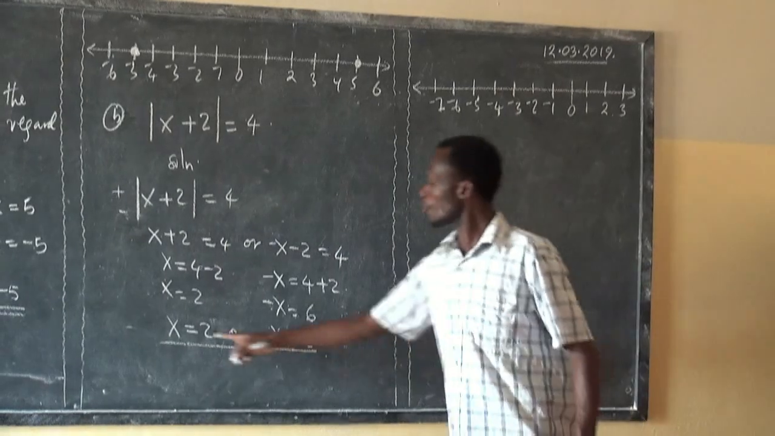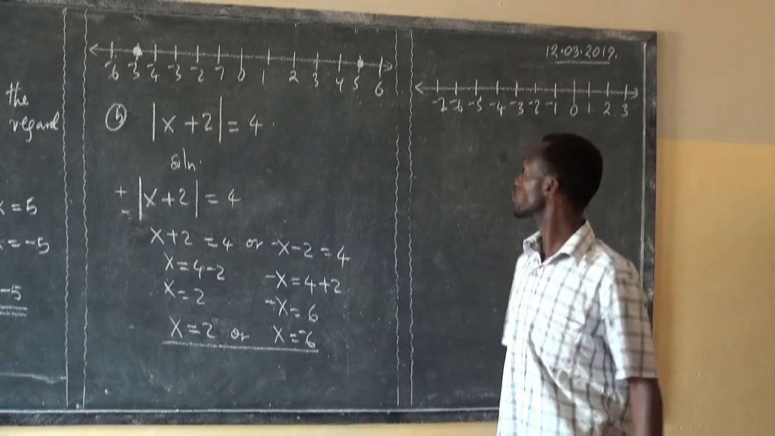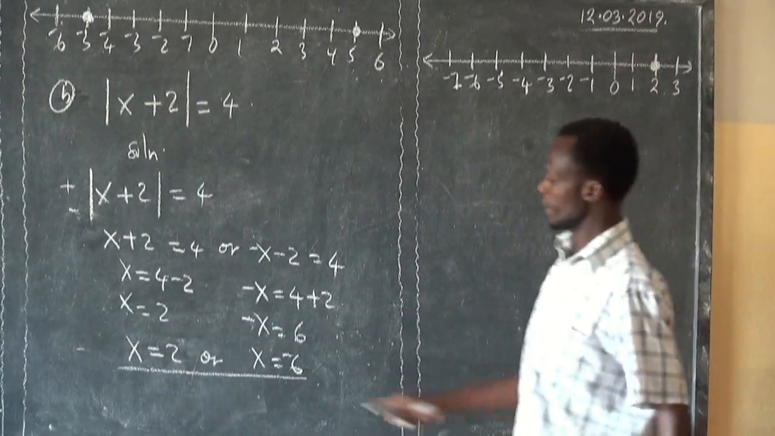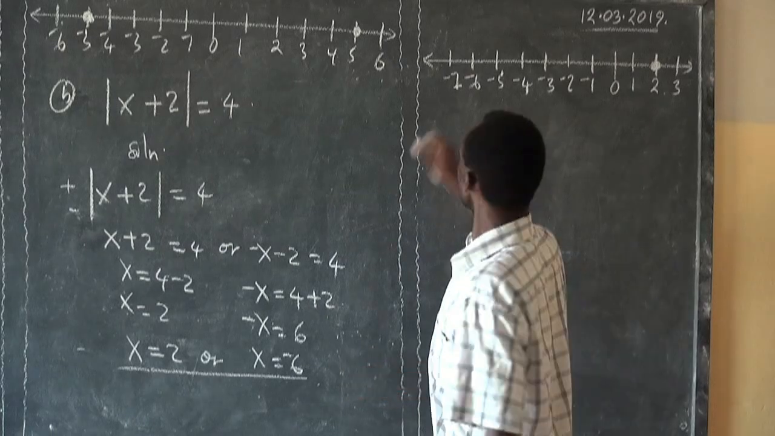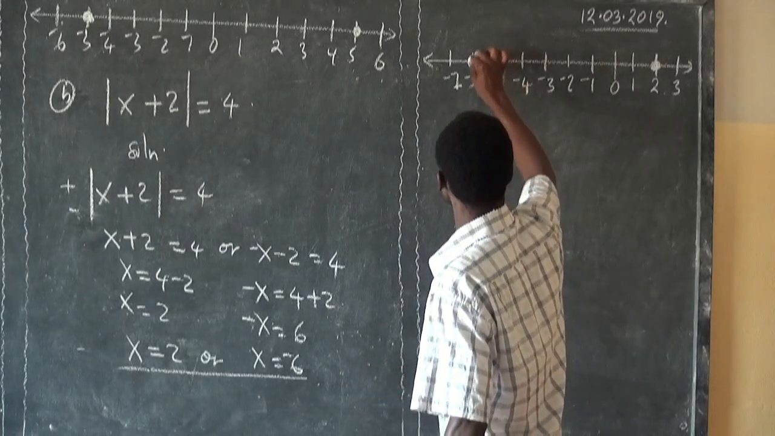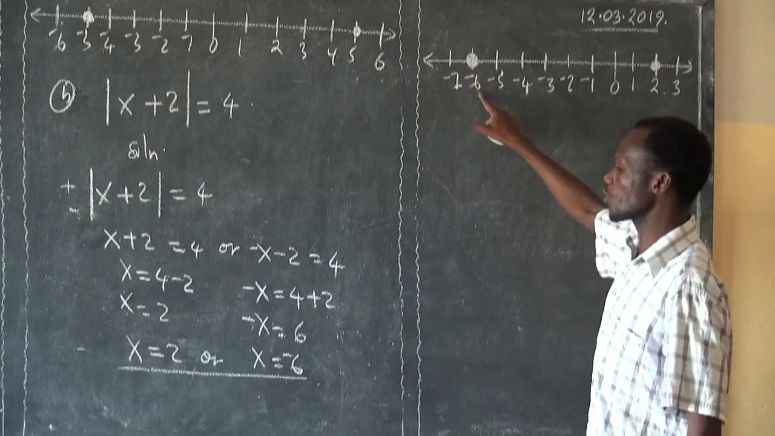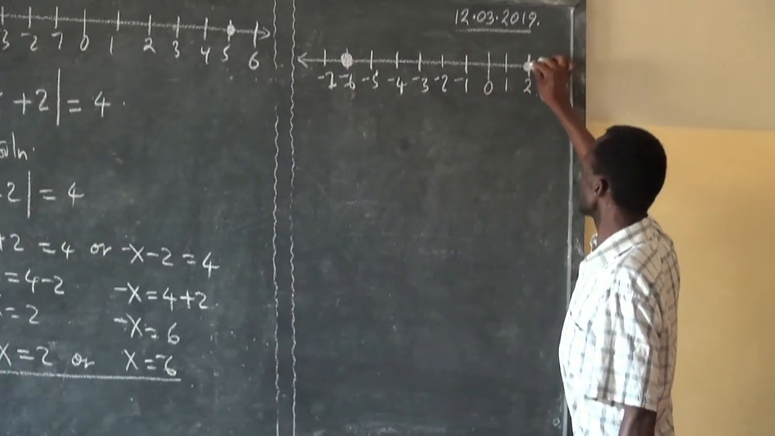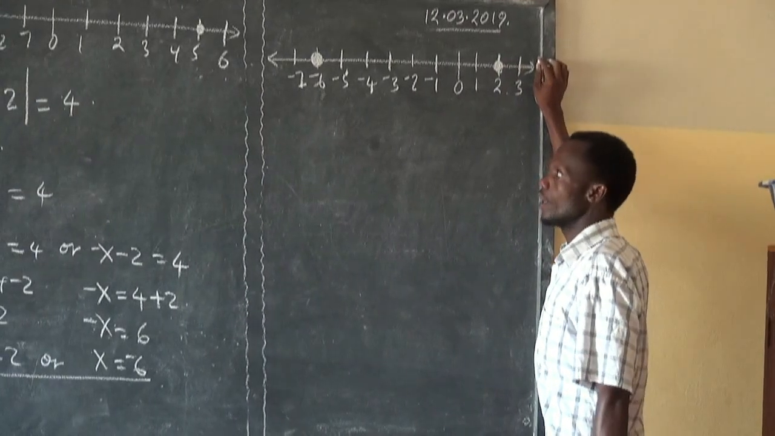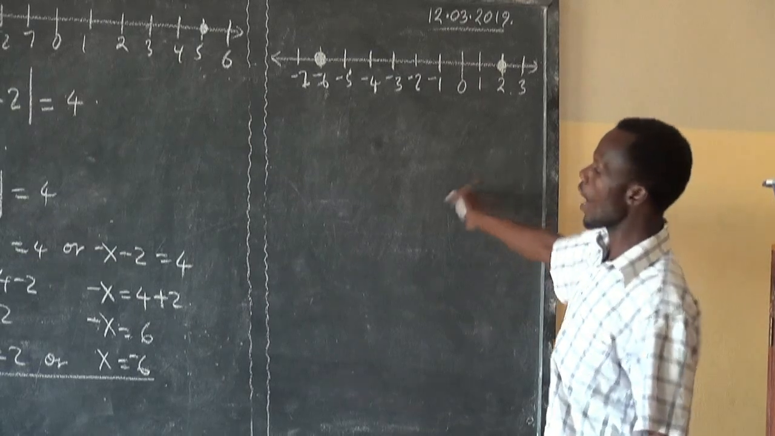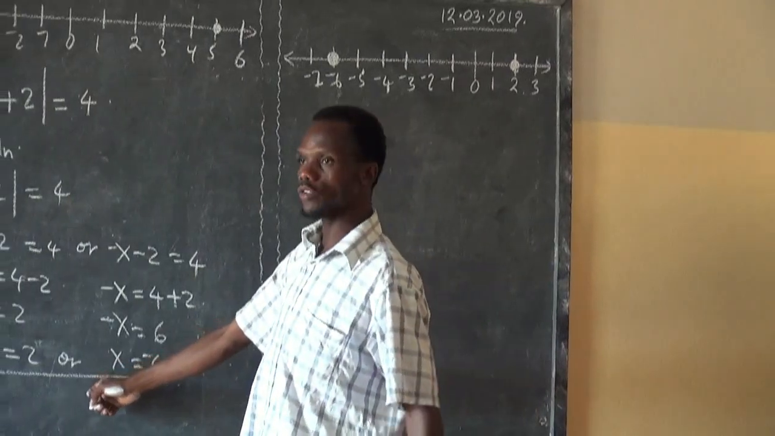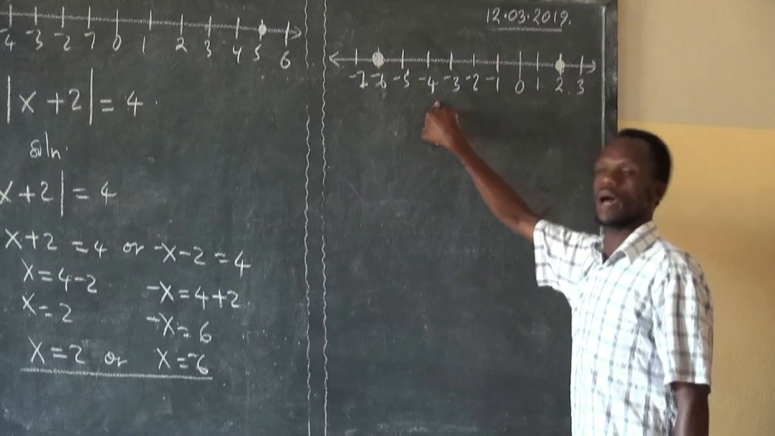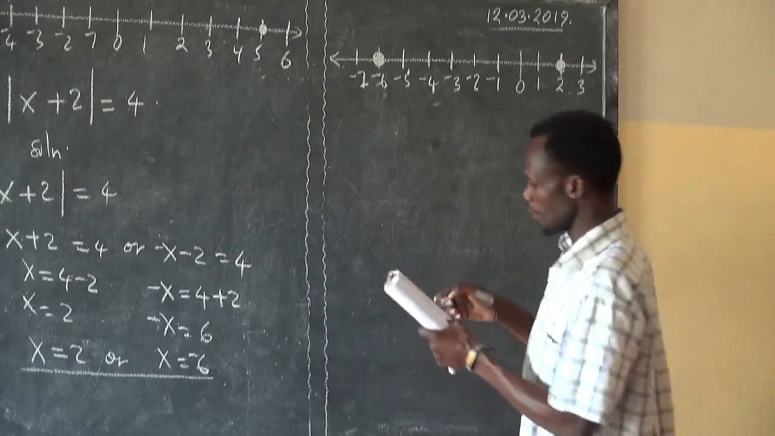Now, x is equal to 2. Is equal to what? 2. 2 is here. It is 2 exactly. Then, x is equal to negative 6. It is negative 6 exactly. So we have x equal to negative 6 exactly, and also 2 positive exactly. That's how we determine it. Now, we have solved the absolute value question, then we have represented our answer on the number line. Now, let us see the other example.